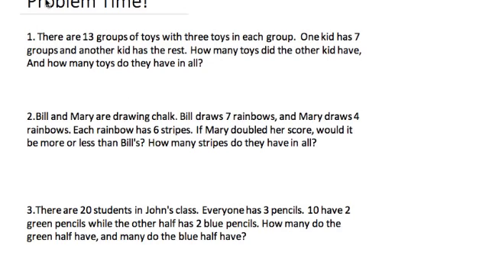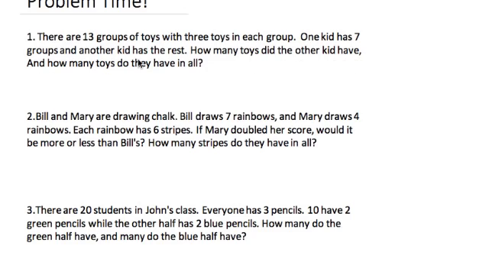So number 1, out of problem time, there are 13 groups of toys with 3 toys in each group. One kid has 7 groups and one kid has the rest. How many toys does the other kid have?